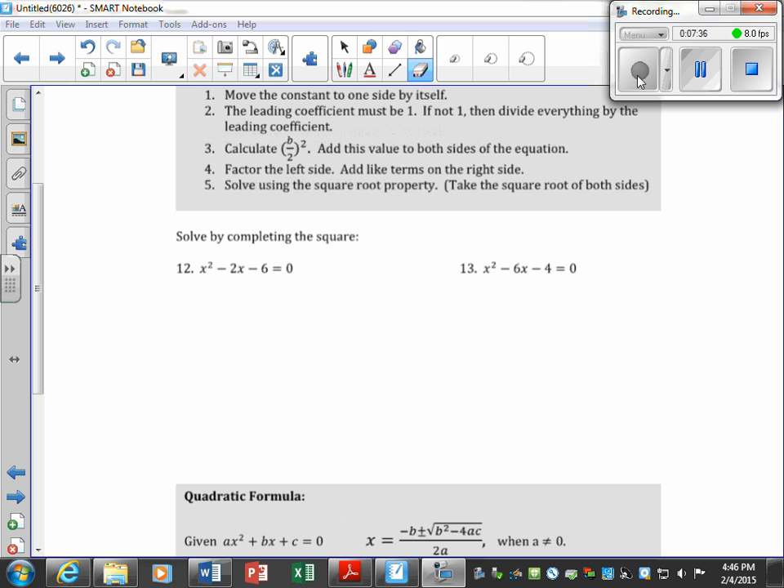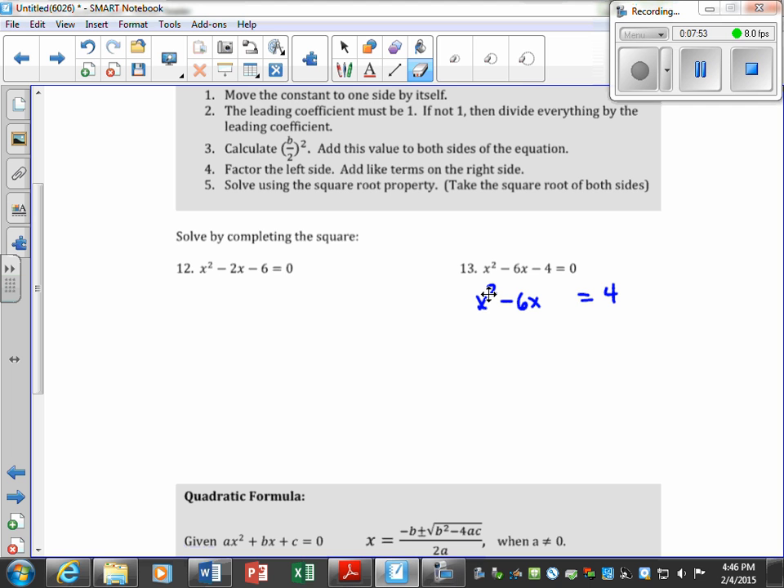Alright, so let's look at 13. The first thing we want to do is we look up here, we're going to move the constant to one side by itself. So I would have x squared minus 6x, and I'm going to move -4 to the other side so it becomes a +4 when you move it.